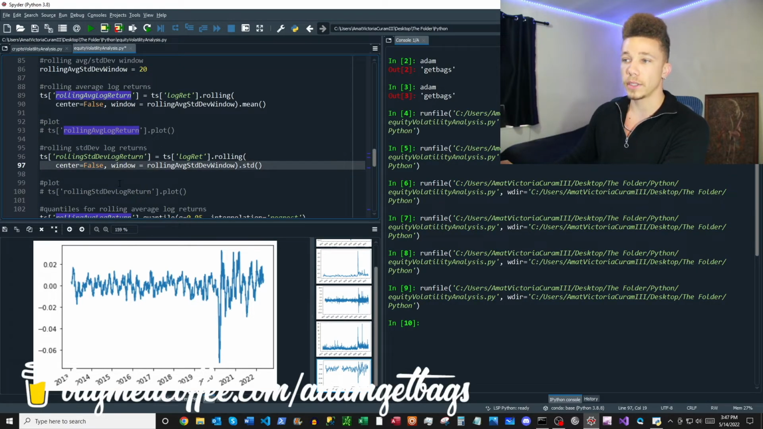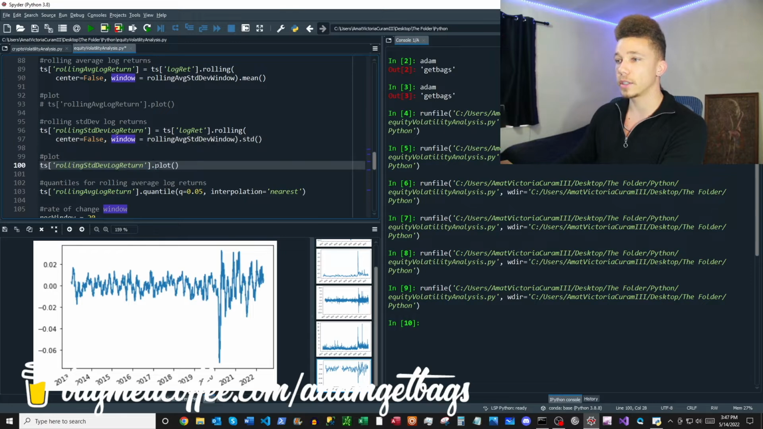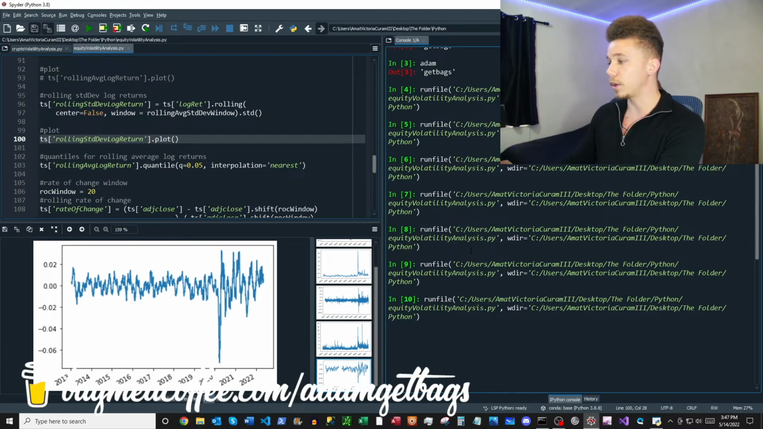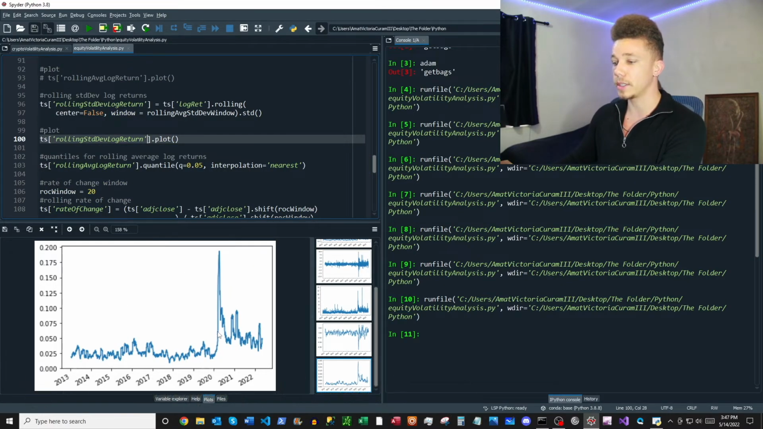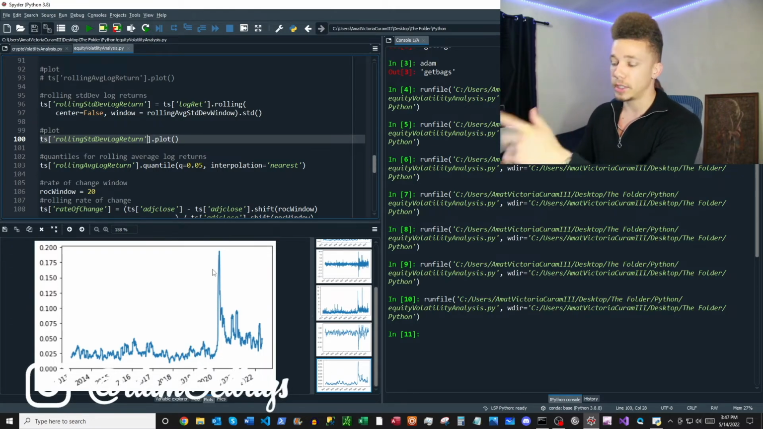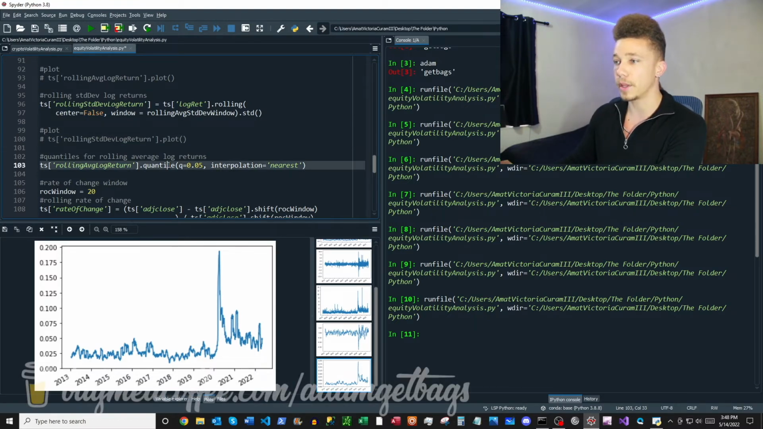Now we have the rolling standard deviation of the log returns, very similar rolling window theme going on. And you can see standard deviation, which is a volatility measure, is just jumping right here during this pullback. This might be something that you'll use in a scanner to find options with high volatility.